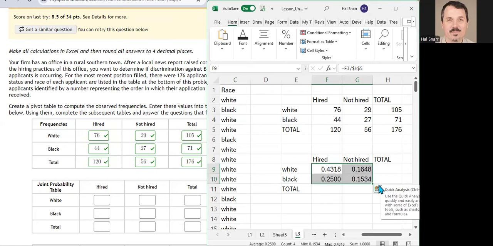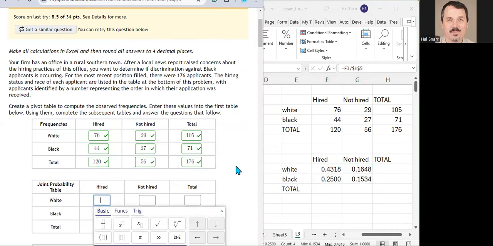These 4 numbers sum to 1, right? This is a frequency distribution. And there are 4 outcomes: white and hired, white and not hired, black and hired, black and not hired, right? This is a frequency distribution, a probability distribution. And all probability distributions add up to 1, which is the case here, right?